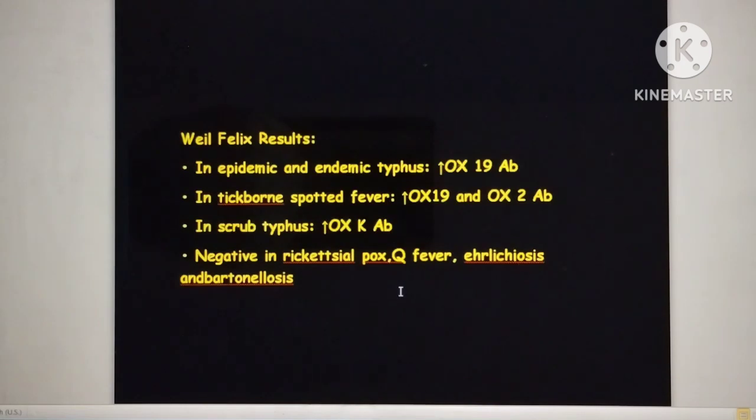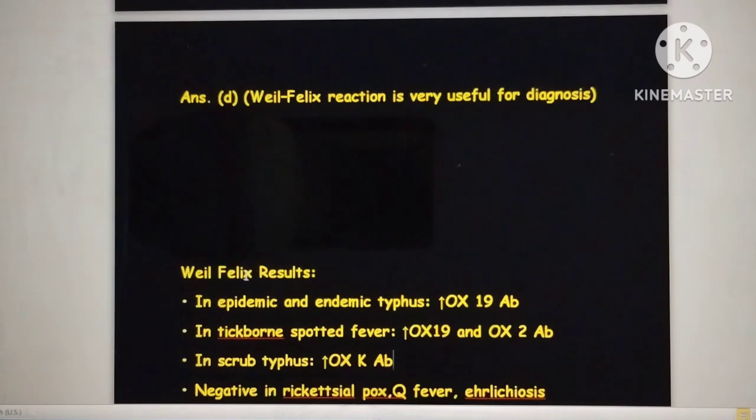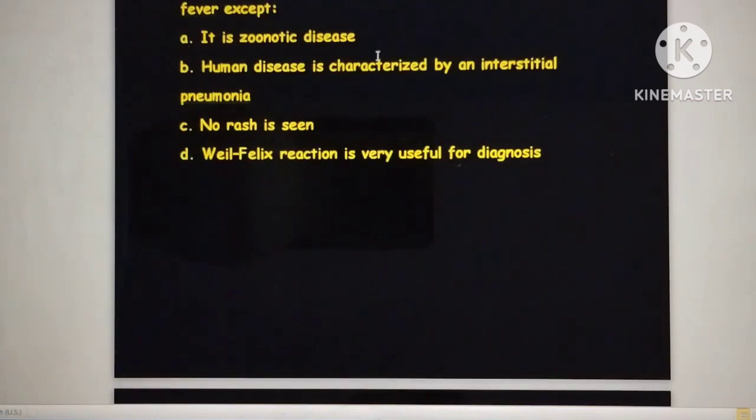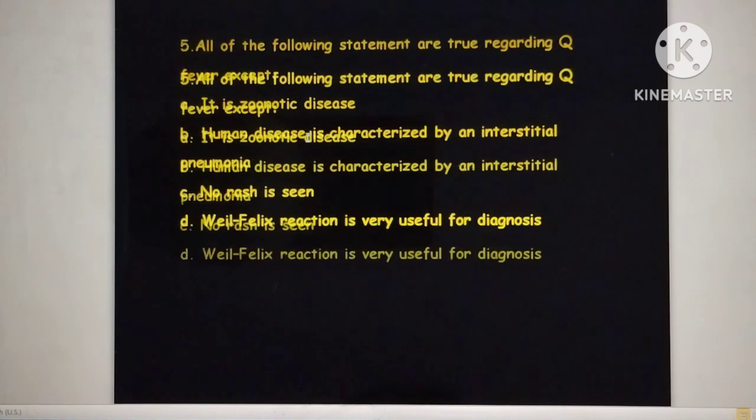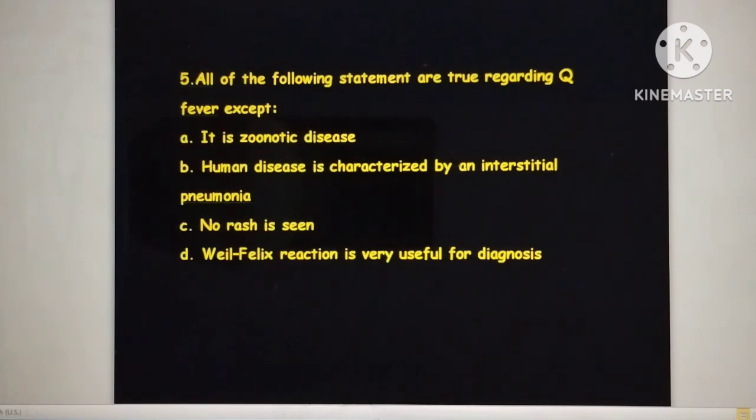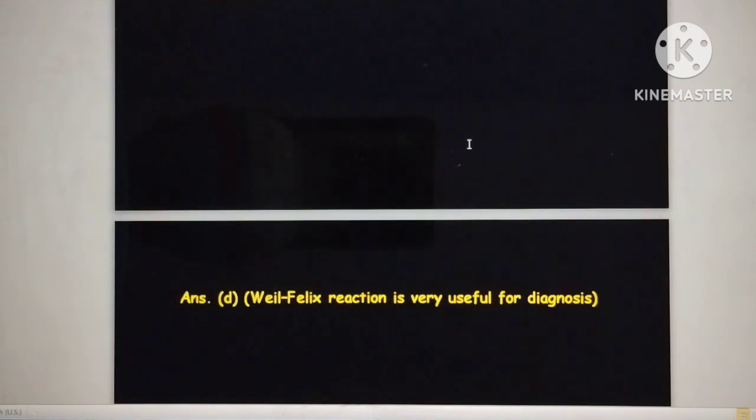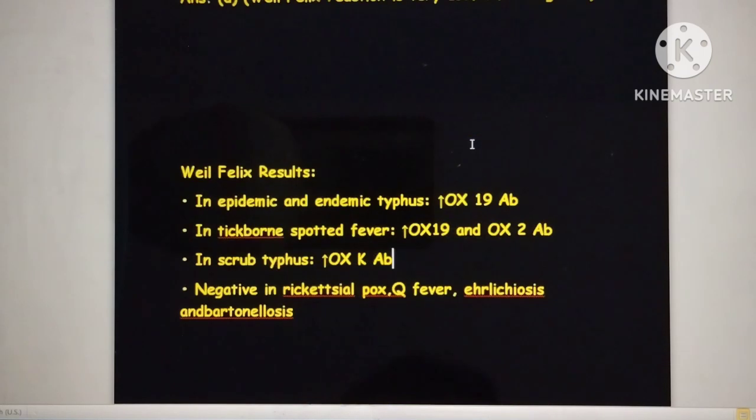Here they have asked about Q fever. The Weil-Felix reaction is negative for rickettsial pox, Q fever, ehrlichiosis, and bartonellosis. But it is a zoonotic disease. It causes interstitial pneumonia and no rash is seen, right? Q fever is mainly caused by an organism called Coxiella burnetii. So all the options are correct. The Weil-Felix reaction being useful for diagnosis is the wrong option, so you can mark it off.